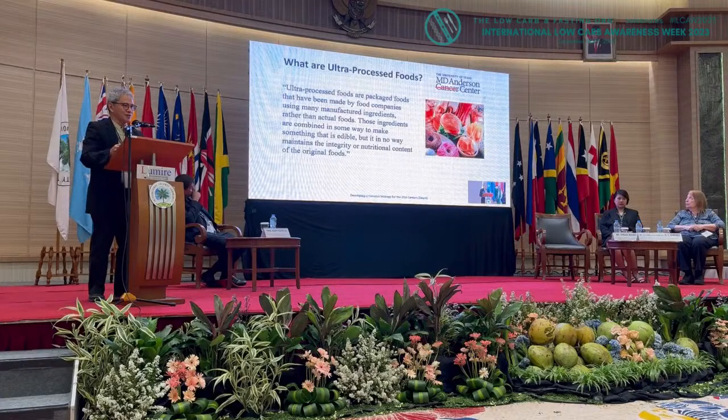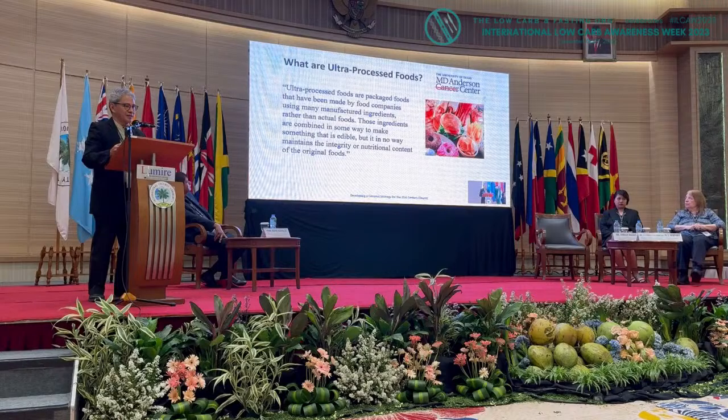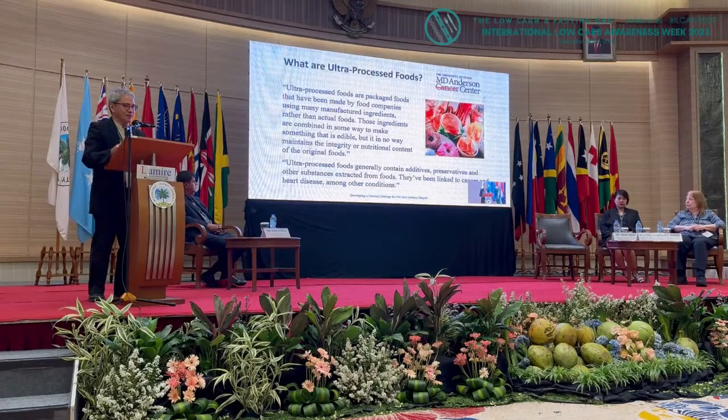So what are ultra-processed foods? Ultra-processed foods are packaged foods that have been made by food companies using many manufactured ingredients rather than actual foods. These ingredients are combined in some way to make something that is edible. In fact, they make it much too edible. You get hooked on it. But in no way does it maintain the integrity or nutritional content of the original foods. Ultra-processed foods generally contain additives, preservatives, and other substances extracted from foods, and they've been linked to cancer and heart disease, among other conditions. So this is from the MD Anderson Cancer Center.